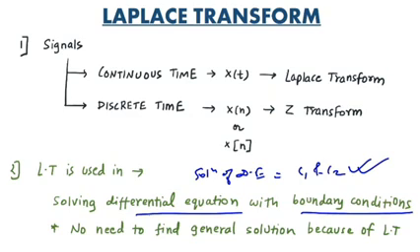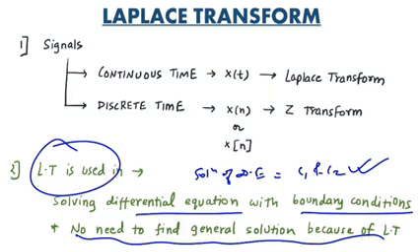You can minimize the calculation and your time by going with the Laplace transform, because in Laplace transform there is no need to first find the general solution which contains C1 and C2 and then go for the boundary conditions to get the constants. So there is no need for that. In one step only you will get the answer. So this is the benefit why we use the Laplace transform.